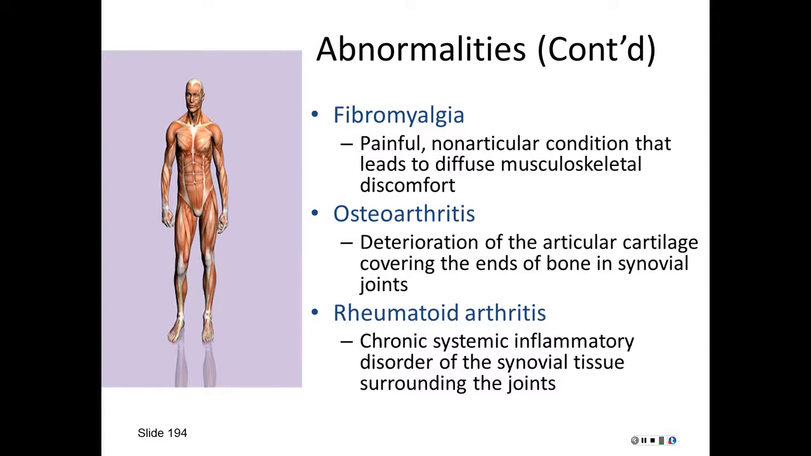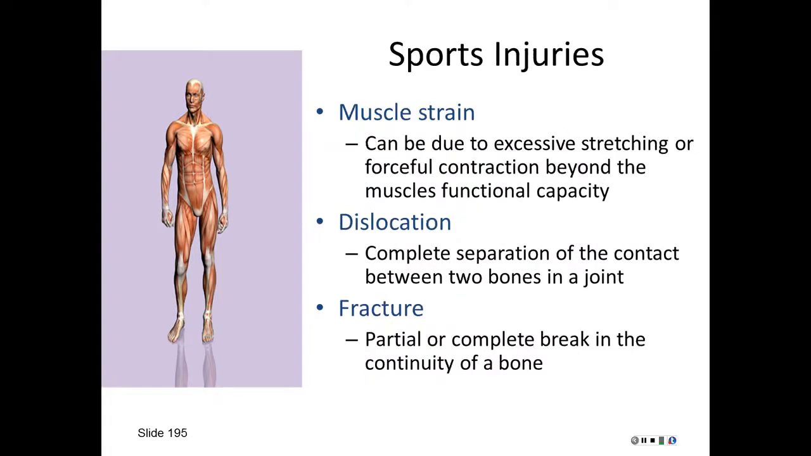Fibromyalgia is a painful, non-articular condition that leads to diffuse musculoskeletal discomfort. Osteoarthritis is deterioration of the articular cartilage covering the ends of the bone in synovial joints. Rheumatoid arthritis is a chronic systemic inflammatory disorder of the synovial tissue surrounding the joints. Realize that with sports injuries, you've got muscle strain, which can be due to excessive stretching or forceful contractions beyond the muscle's functional capacity. Dislocation is complete separation of the contact between two bones of a joint.